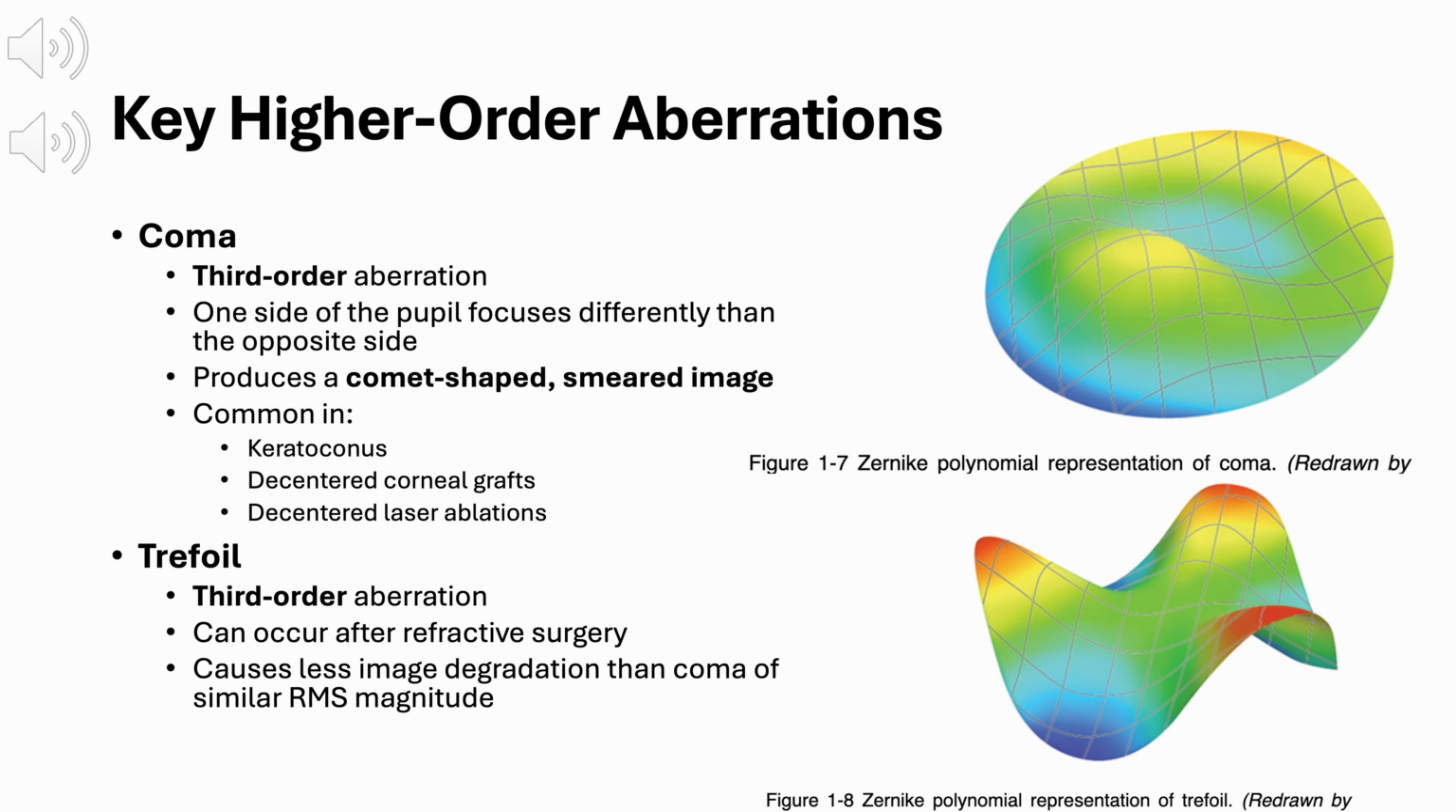Instead of a one-sided distortion like coma, trefoil has a three-lobed pattern. It can occur after refractive surgery and represents a more evenly distributed but still irregular distortion of the wavefront. Compared to coma, trefoil tends to cause less image degradation for the same RMS magnitude. Even though the numerical amount of aberration may be similar, patients are often less symptomatic. The trefoil image shows this repeating three-fold pattern, which helps explain why the visual effect is usually less dramatic than the directional smearing seen with coma. The key takeaway is that not all higher-order aberrations are equal. Coma tends to be more visually disruptive, while trefoil, although still important, is often better tolerated clinically.